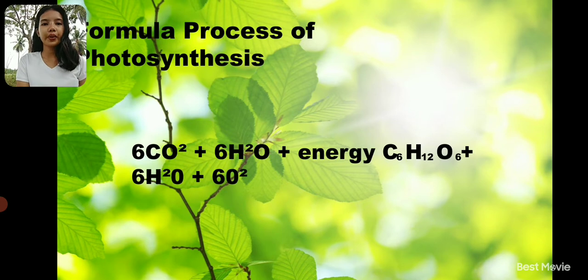So this is the formula process of photosynthesis. The process of photosynthesis is commonly written as this. This means that the reactants, 6 carbon dioxide molecules and 6 water molecules, are converted by light energy captured by chlorophyll into a sugar molecule and 6 water molecules and 6 oxygen molecules, the products.